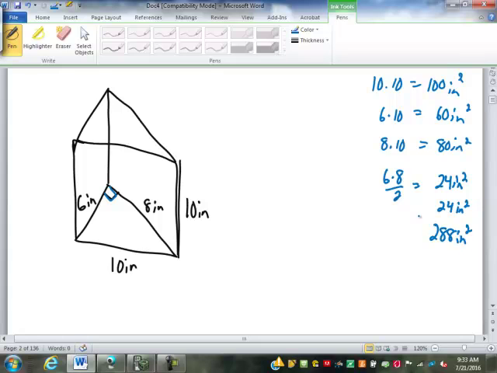Does that look right? Is that what you got for surface area? No? Oh, you didn't add them all in? Okay.